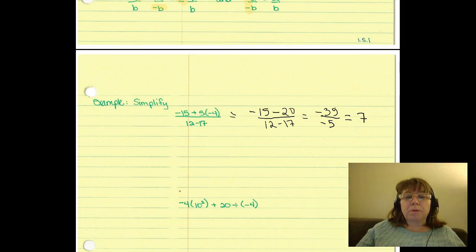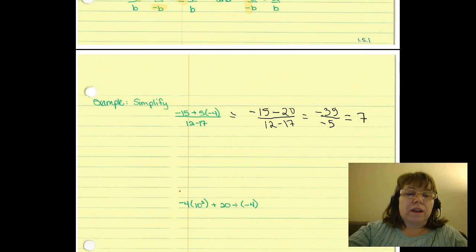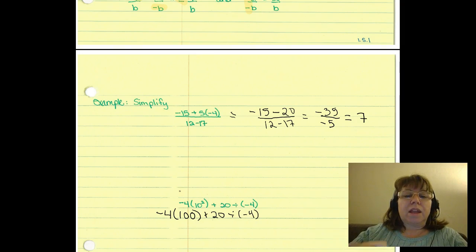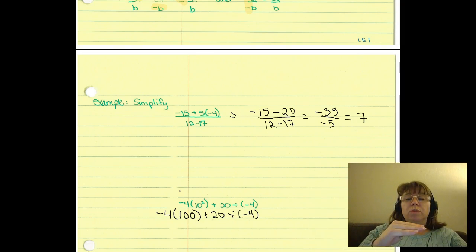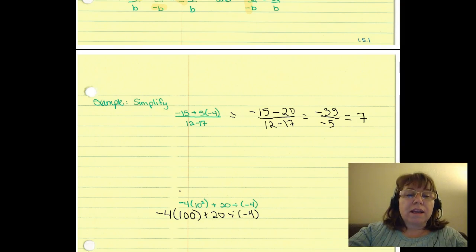Let's work with another problem here. Negative 4 times 10 squared plus 20 divided by negative 4. Working with my order of operations, I have to do my exponent first. So I now have negative 4 times 10 times 10, which is 100, plus 20 divided by negative 4. Multiplication and division are at the same level of hierarchy, so I'm going to do them from left to right. So negative 4 times 100 is negative 400.